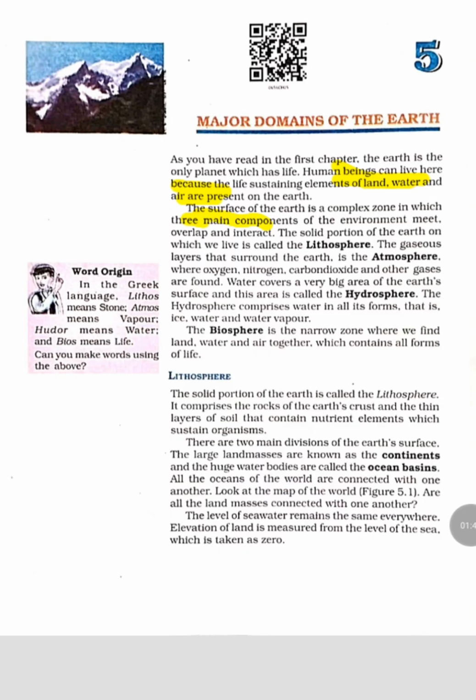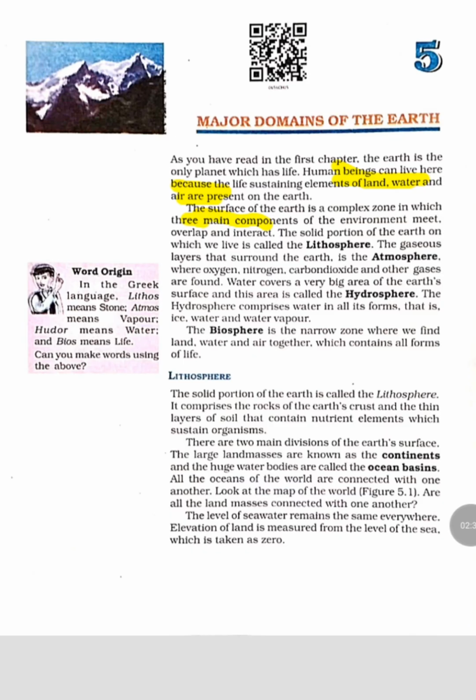Water covers a very big area of the Earth's surface, and this is called the hydrosphere. The hydrosphere comprises water in all its forms: ice, water, and water vapor. Ice is present in glaciers. You know about glaciers. In India too there are glaciers, with water present in the form of ice in Ladakh, Leh, etc., and all over the world in many countries like Siberia.